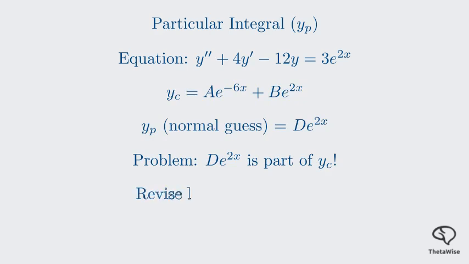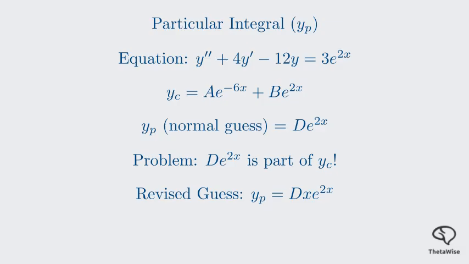Since our exponent is 2 and we already have e to the 2x in our complementary function, we use the modified guess. Y sub p equals d times x times e to the 2x. Our task is now to find the value of d. To do this, we'll find the first and second derivatives of our proposed y sub p and substitute them back into the original differential equation.